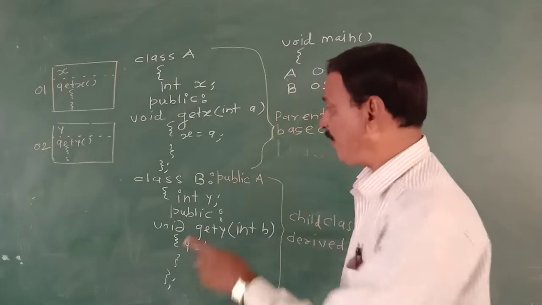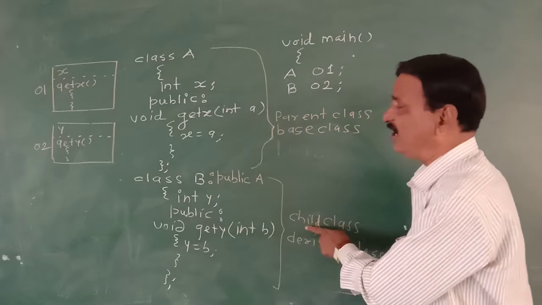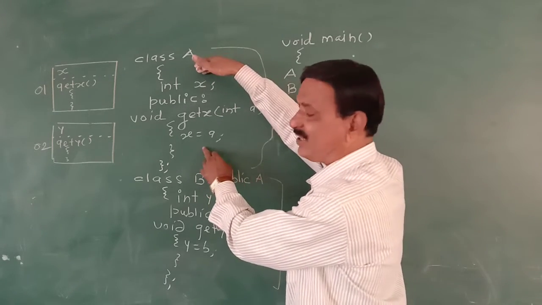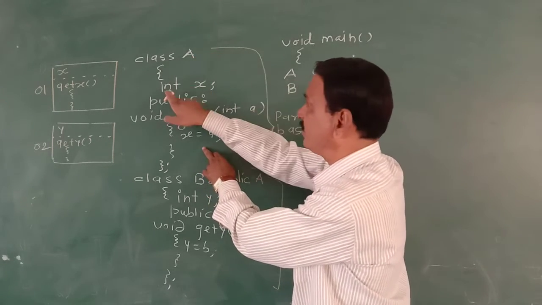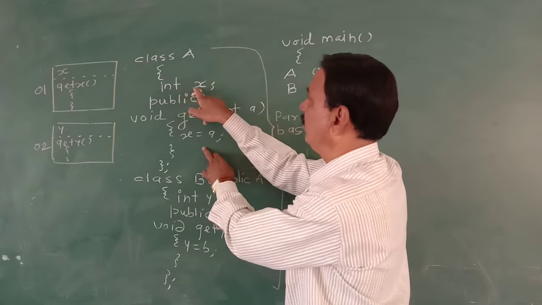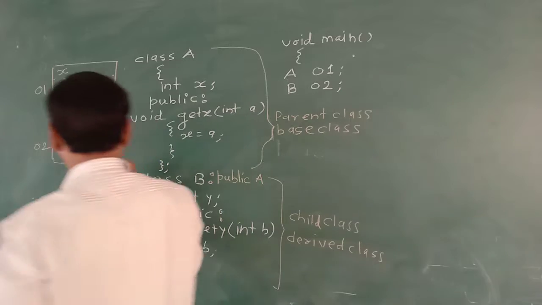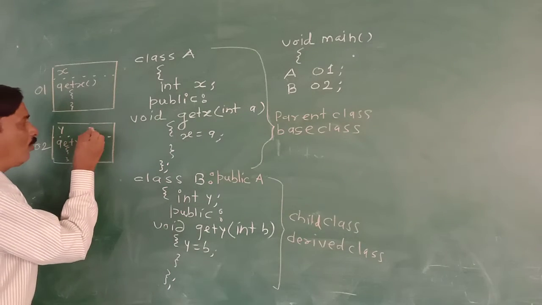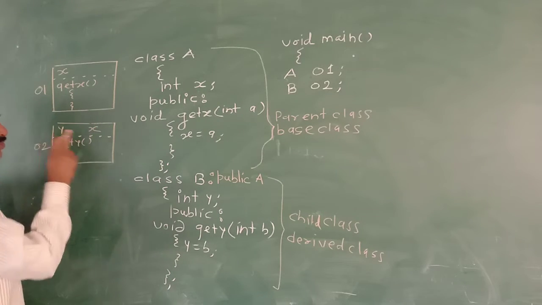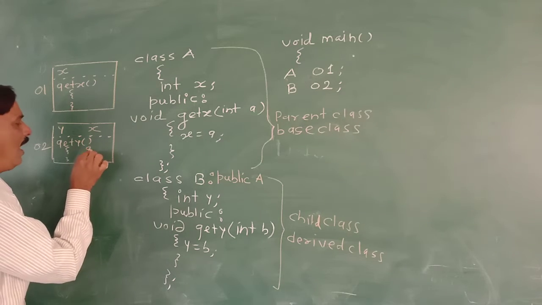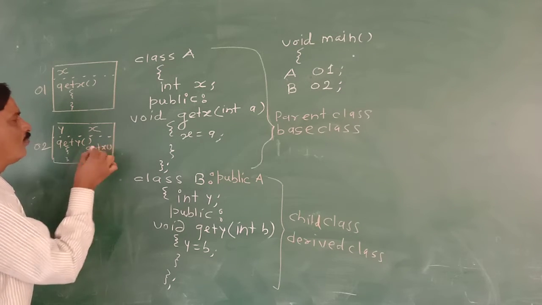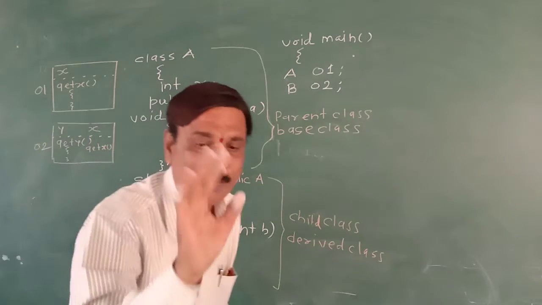So here what will happen? Class B is declared as a child class. That's why all the property of class A, that is function members and data members, will become the property of it. So here, not only is there a y, but also x, and even getx. Now actually, private members are not inherited.